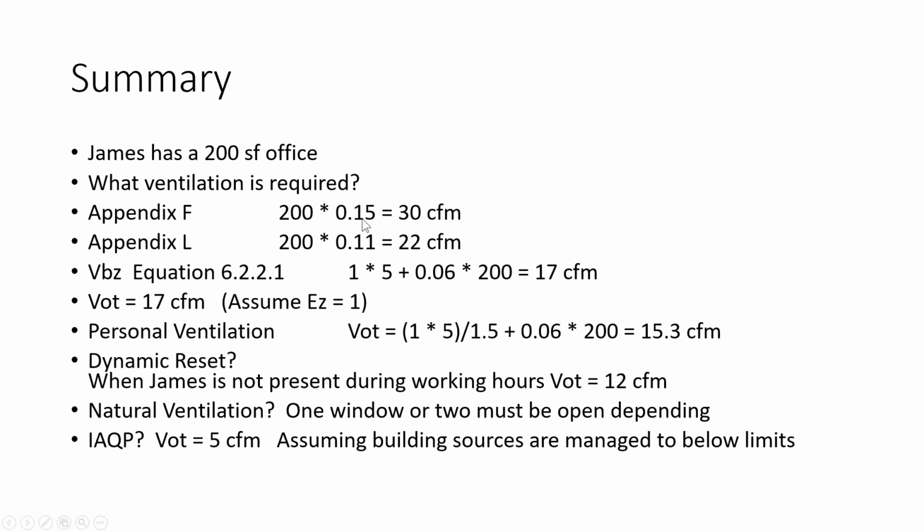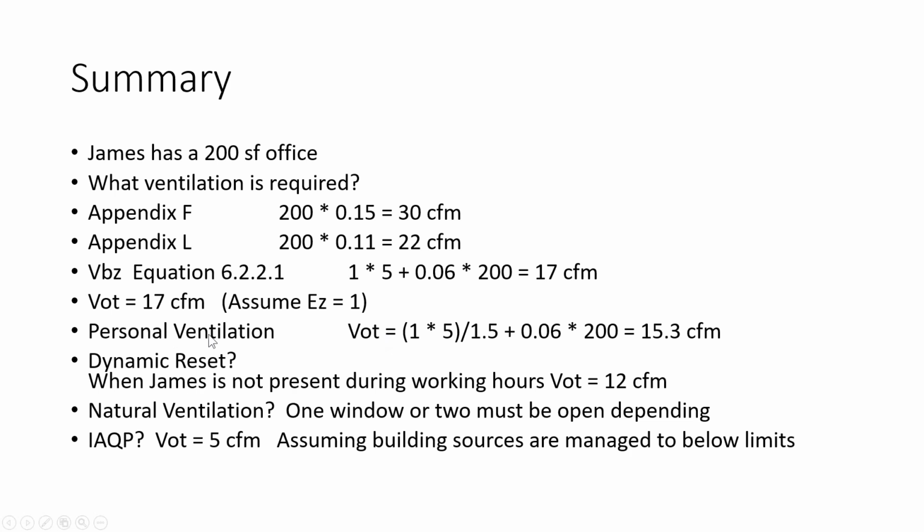Appendix F is basically, if you want to do the least work possible, you go to Appendix F and you get a number that applies basically CFM per square foot, 0.15. Similar Appendix L. Now you typically do this ventilation rate procedure. You say, I need 5 CFM per person, 0.06 CFM per square foot, then you need 17 CFM. And you need to assume some ventilation efficiency or ventilation effectiveness, depending if you're multi-zone or one zone. Just for simplicity, we assume it's 1, just 70 CFM.